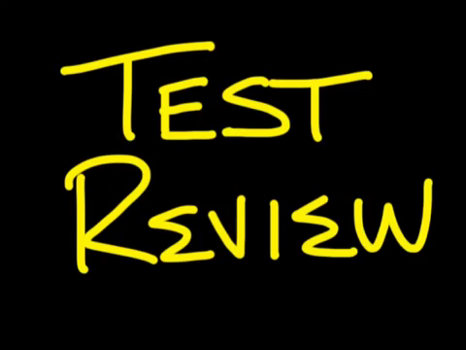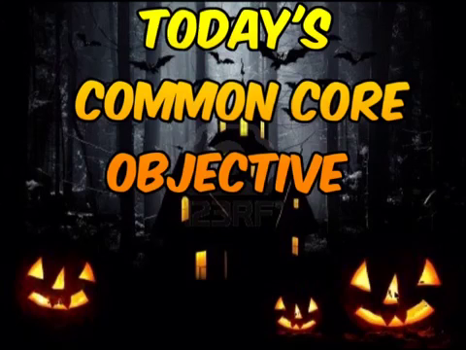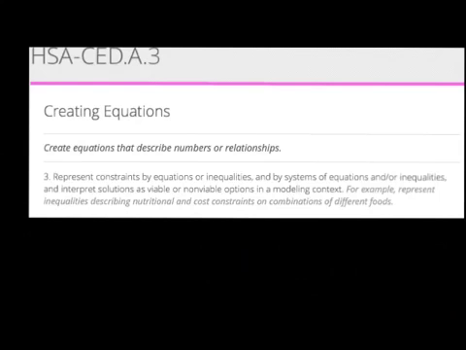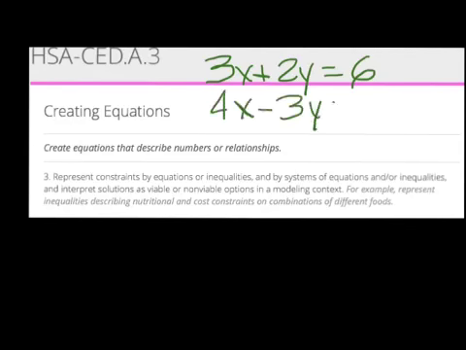Alright, here's the test review. Alright, here's the new objective. Create equations that describe numbers or relationships. So essentially today what you're going to do is you're going to be given two different equations in standard form. And what you have to do is solve using those two equations for x and y.